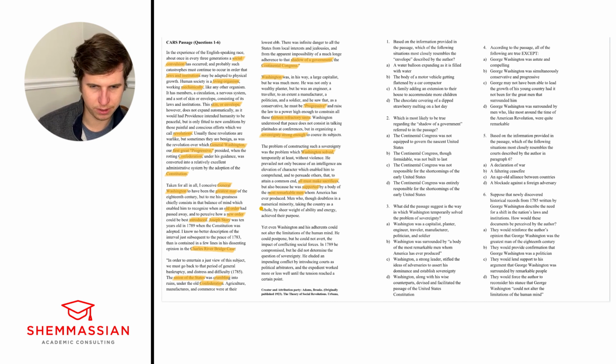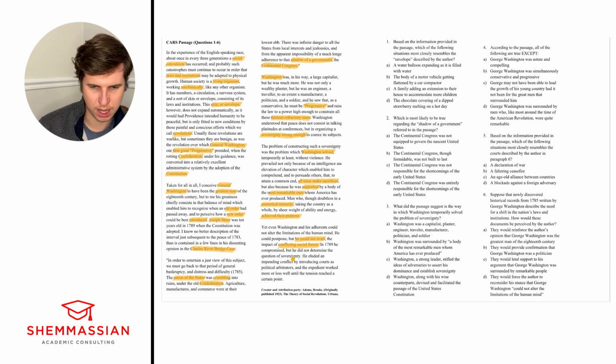Men who, though doubtless in a numerical minority, interesting. Okay, so there were great men, but most people weren't. Taking the country as a whole, by sheer weight of ability and energy, they achieved their purpose. Okay, so they got it done. Yet even Washington and his adherents could not alter the limitations of the human mind, right? Of course. He could postpone, but he could not avert the impact of conflicting social forces. So he did good, but he couldn't do it. So he could not avert conflicting social forces.